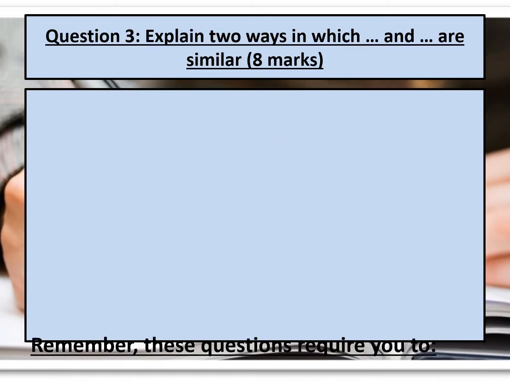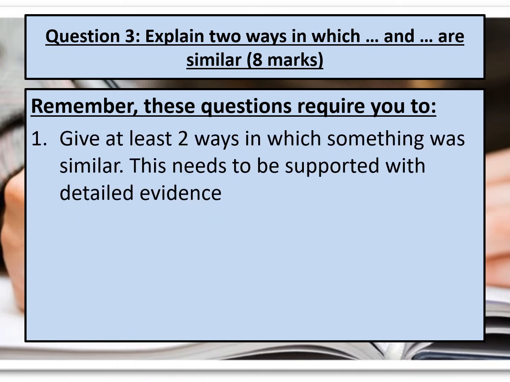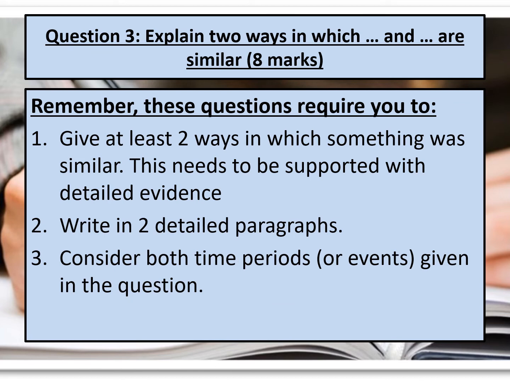So our third type of question is going to be an 8-mark question asking you to look at the similarities between two events or two people. Now in the real exam and the mock, it will always start in the same way, where it will say explain two ways in which blank and blank are similar. Now all we have to do well in this answer is to write two detailed paragraphs, just like with the significance question. The first paragraph is going to need to introduce why something is similar, what is the similarity between them, and then support with loads of detailed own knowledge.